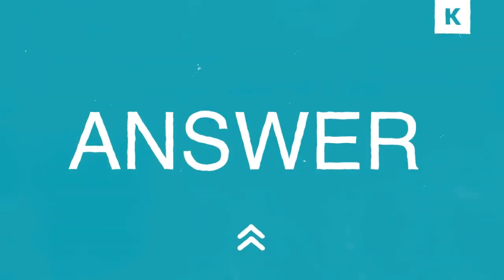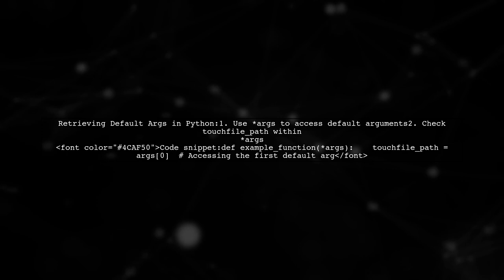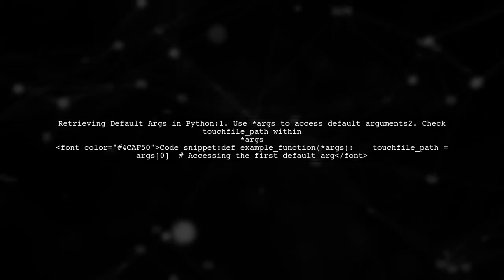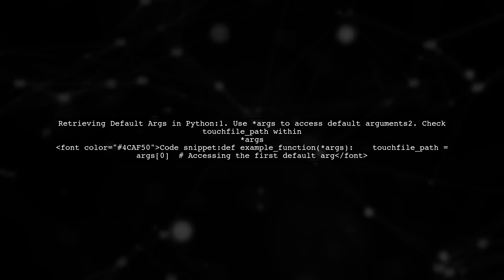Let's now look at another user-suggested answer. To retrieve default arguments in a Python callable, you can access them through args. Have you tried checking the touch file path from there?